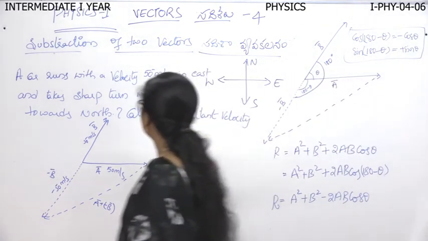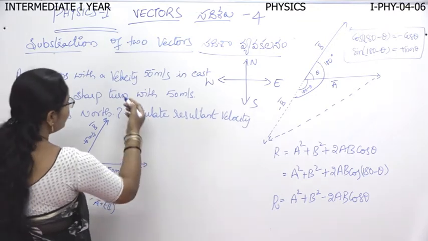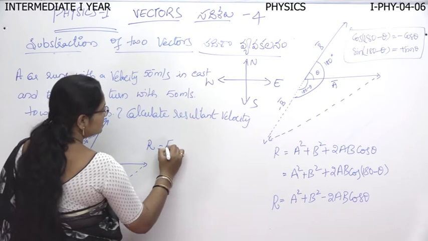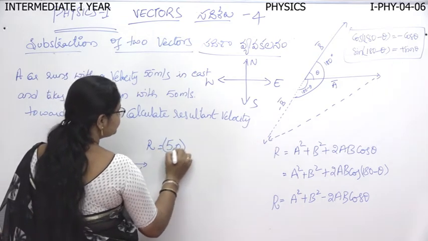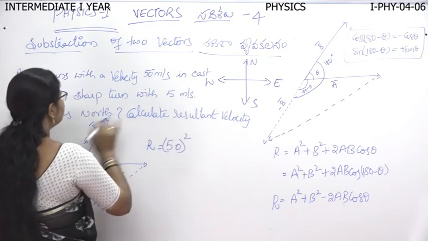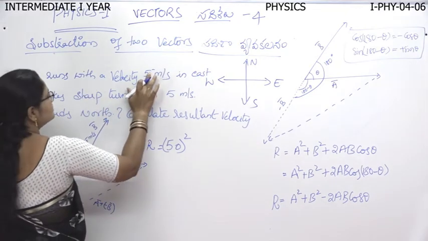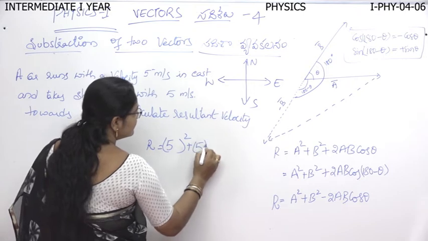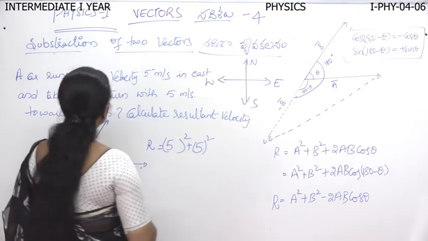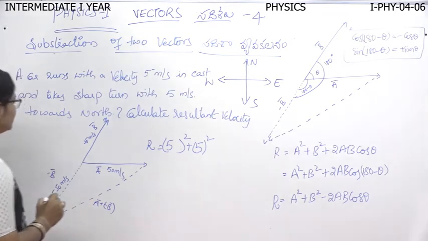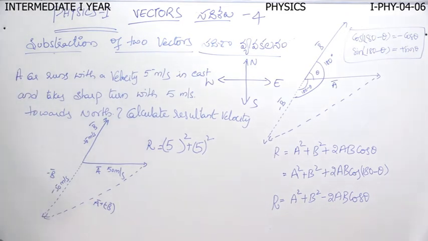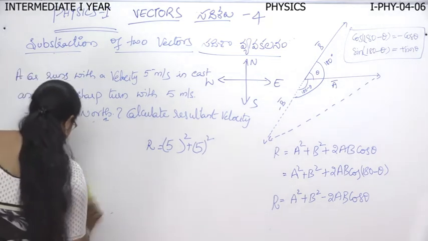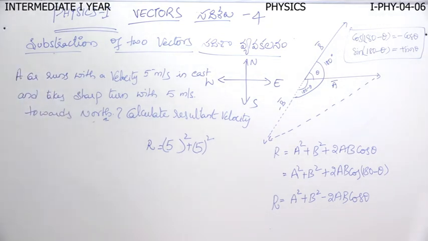Okay. Now, if you substitute the same thing here, what will be the resultant? R is equal to 50 square. Okay. For our simplicity, let us make this 5, because the calculation will finish quickly. 5 square plus 5 square. Okay. Now, here it said sharp turn towards north. So the diagram will be something like this. Sharp turn, so the angle will be 90 degrees here.